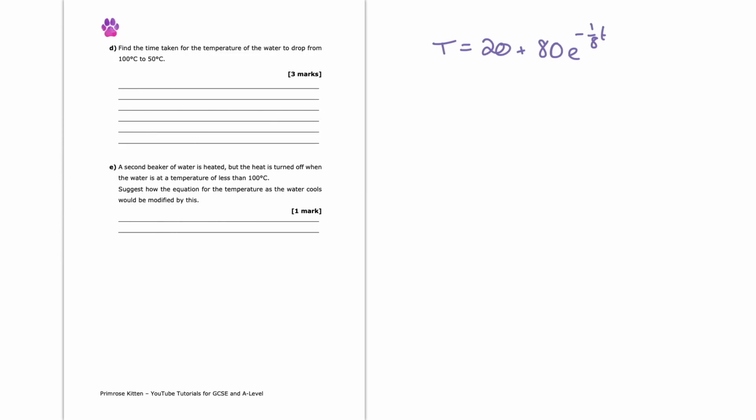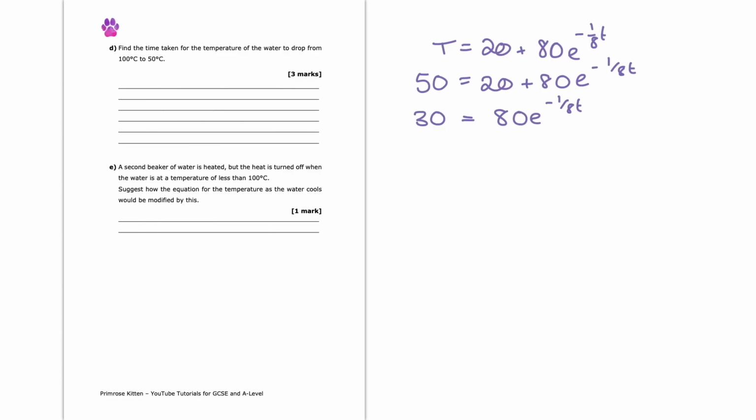So we're asked to say, what is the time taken for it to drop from that initial temperature to 50 degrees? So how long does it take for temperature to equal 50? So they're asking us to solve this equation. Little by little, I would start by subtracting the 20, and that leaves me with 30 equals 80 e to the minus 1/8 t.